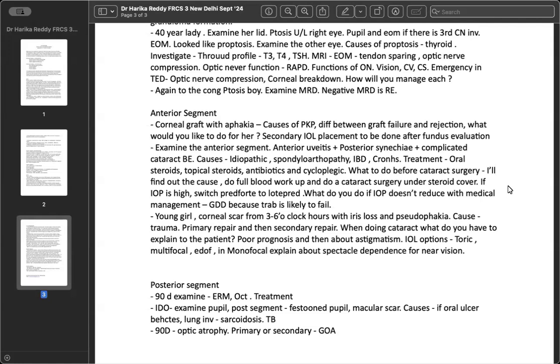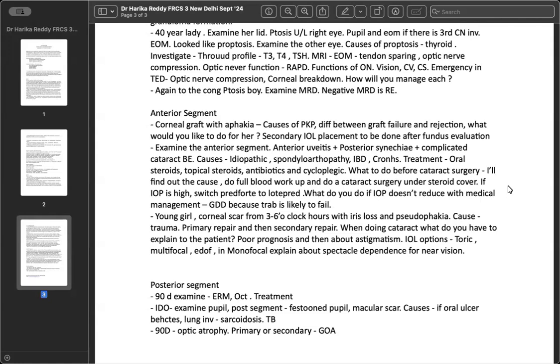So moving on to the third one. This girl again had a corneal scar from 3 to 6 clock hours with iris loss and pseudophakia. So they asked me what is the cause. It's very apparent, so I told them it was a trauma.